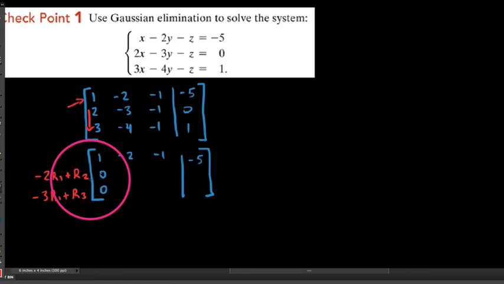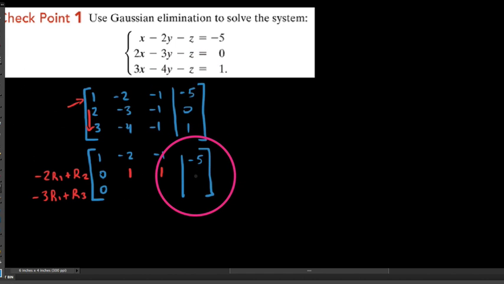Now looking at just the second row, negative 2 times negative 2 here gives a positive 4, and a positive 4 plus this entry in row 2, which is a negative 3, would give us a 1. Negative 2 times a negative 1 here would be a positive 2, and 2 plus this negative 1 is a 1. And then negative 2 times this negative 5 is a positive 10, pardon me, and positive 10 plus a 0 is a 10.